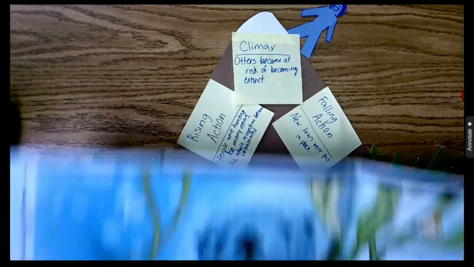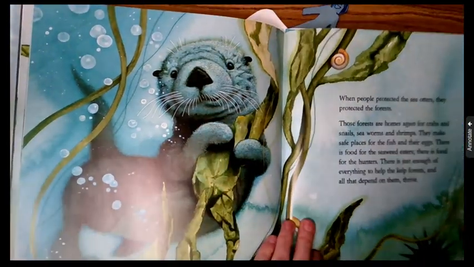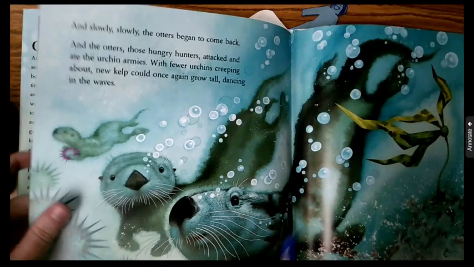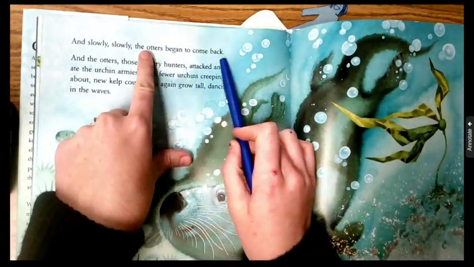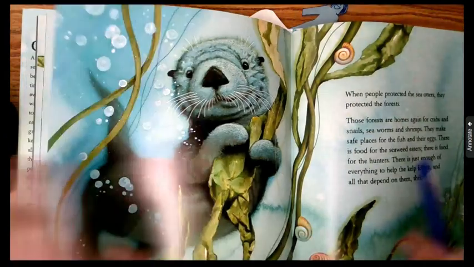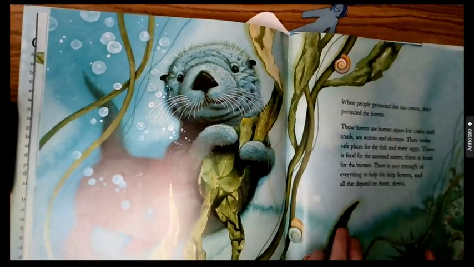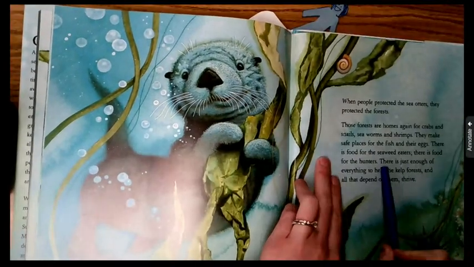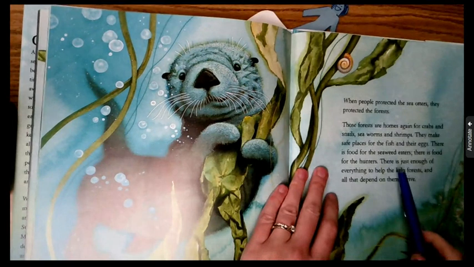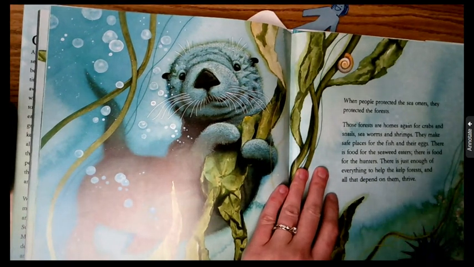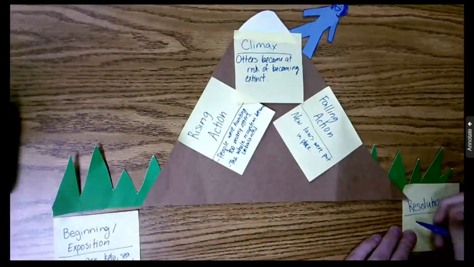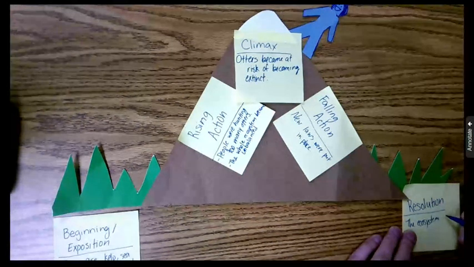So then there's a lot of other stuff that happens after that falling action, after that solution is given. The solution is given here, and then the otters began to come back. So that's a note that I could put. They ended up protecting those forests as well. So then my resolution is the thing that ties everything together. There is just enough of everything now. So the ecosystem is fixed.